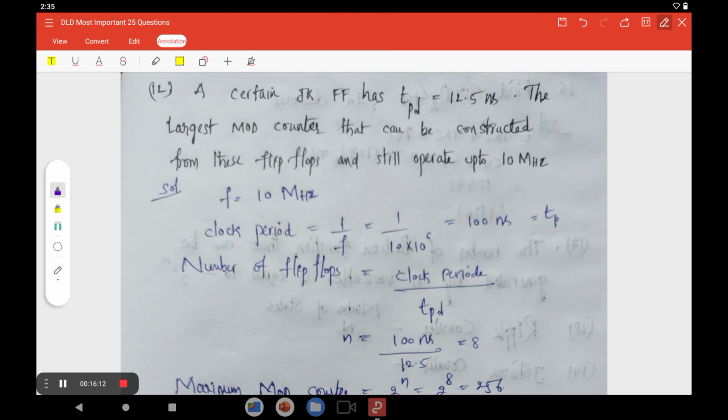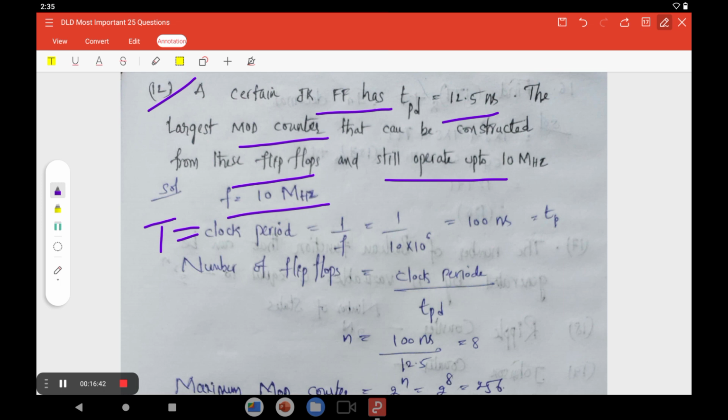They mentioned that a certain JK flip flop has a TPD of 12.5 nanoseconds. The propagation delay of the JK flip flop is 12.5 nanoseconds. What is the largest mod counter that can be constructed from these flip flops and still operate up to 10 megahertz? From this given information, f is equal to 10 megahertz. If you know f, obviously you can calculate the time period, that is 1 by f. From this you will get 100 nanoseconds.